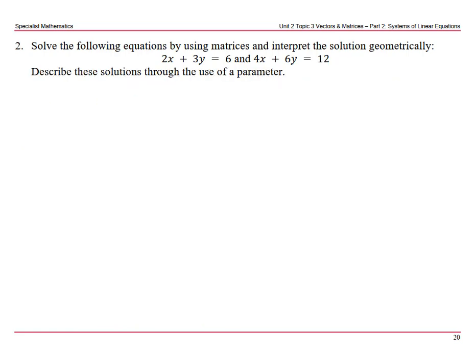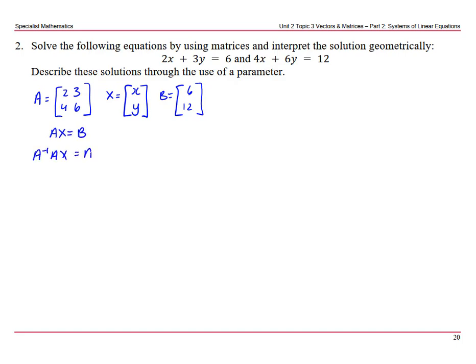This one says: Solve the following equations by using matrices and interpret the solution geometrically. Describe these solutions through the use of a parameter. Okay, so let's set up our matrices. A is going to be 2, 3, 4, 6. X, our variable matrix, X, Y. And our B is 6, 12. So our solution, AX equals B, pre-multiply. IX equals the inverse of A times B, so X is the inverse of A times B. That gives us 2, 3, 4, 6 to the negative 1 times 6, 12.